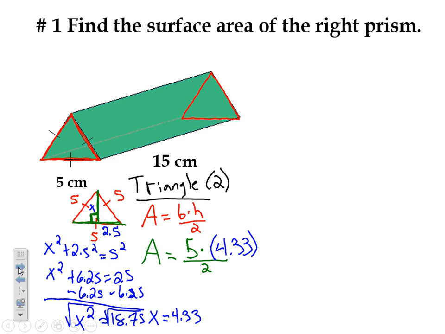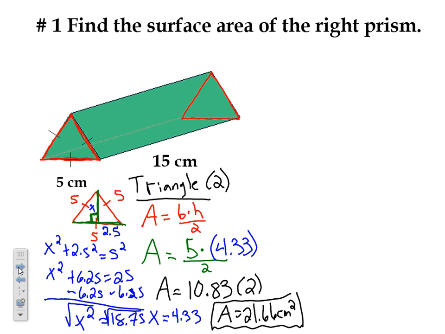After I calculate this, the area of my triangle is 10.83. Now that's just for one. Remember, I have two, one on each end, so I'm going to multiply this by 2, and I get area equals 21.66 centimeters squared. So now I've found the area of two of my shapes. Now I have to finish this.